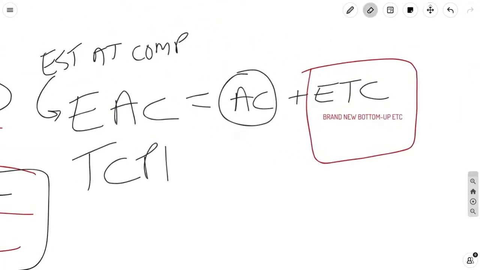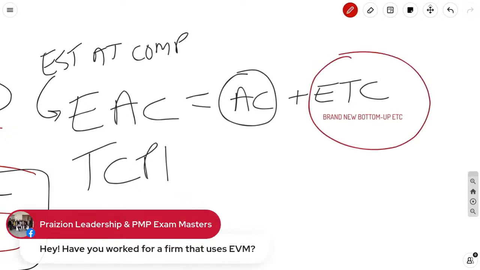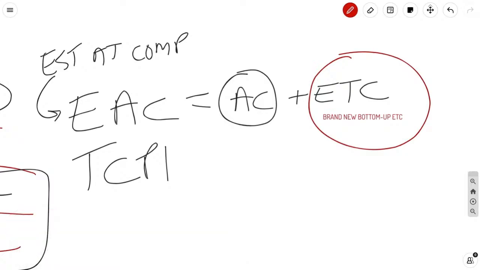So the idea is for EAC, all roads are going to lead to you understanding the actual cost and also understanding the estimate to complete. So to my friend who asked the original question, which spurred this video, the estimate to complete is a metric. It's a forecasted metric of how much more money we need to complete the project from today.